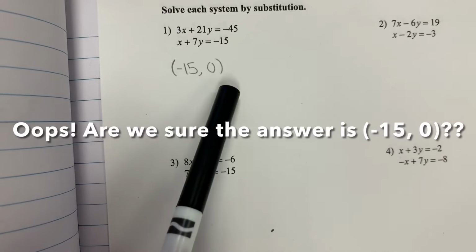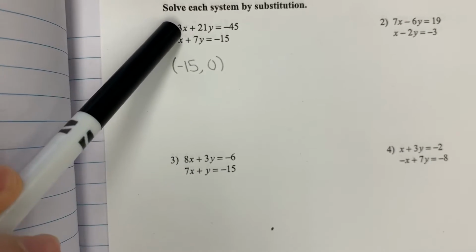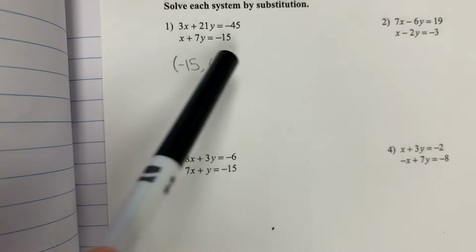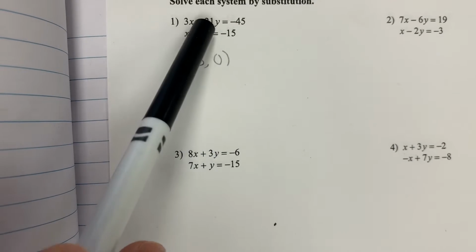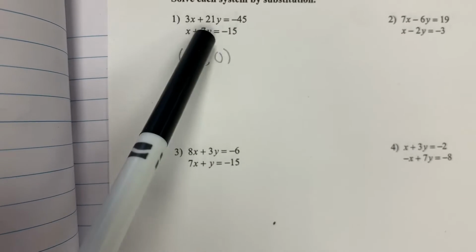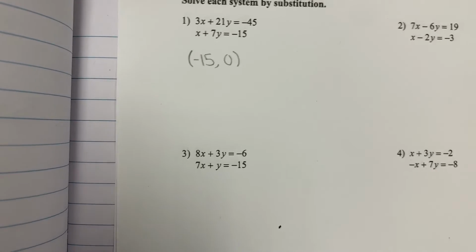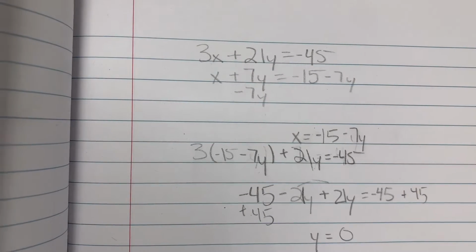We already check if your answer is correct by substituting negative 15 here, and 3 times negative 15 is negative 45, and then adding 0 is still the same thing, and negative 15 plus 0 is negative 15. So we know this is a correct answer, and then you're gonna explain how you did.